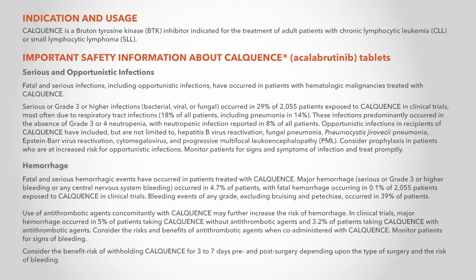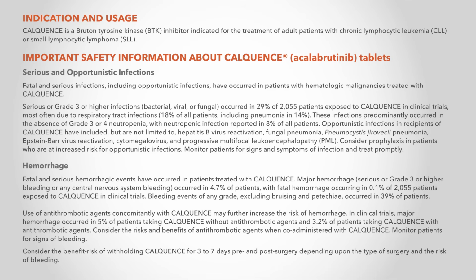Hemorrhage. Fatal and serious hemorrhagic events have occurred in patients treated with CALQUENCE. Major hemorrhage, serious or grade 3 or higher bleeding, or any central nervous system bleeding, occurred in 4.7% of patients, with fatal hemorrhage occurring in 0.1% of 2,055 patients exposed to CALQUENCE in clinical trials. Bleeding events of any grade, excluding bruising and petechia, occurred in 39% of patients.